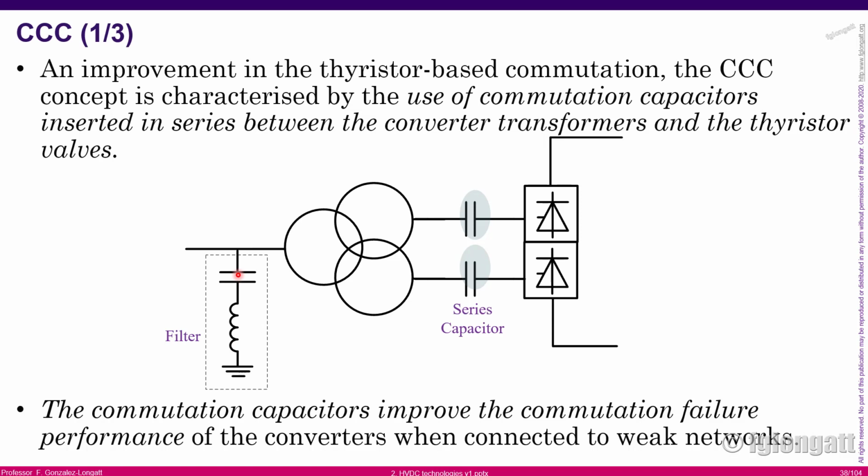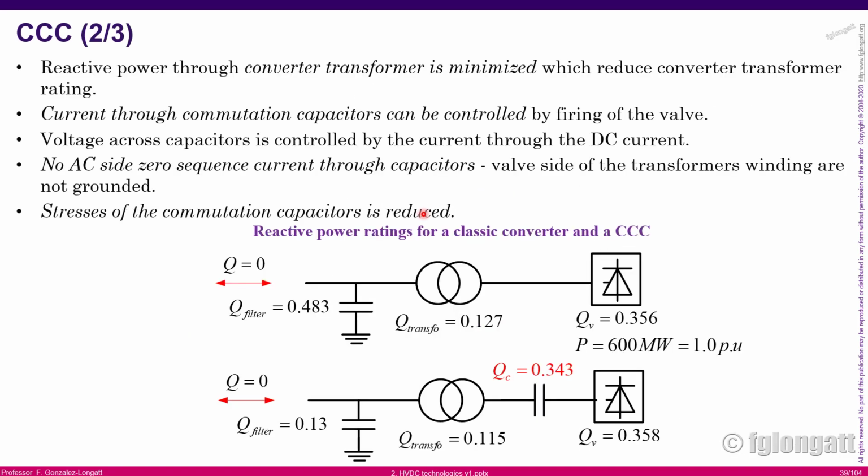What is the evolution regarding the series capacitor commutate converter? Well, somebody was so clever and they thought about installing a capacitor in series with the bridge at this side of the transformer. And what is the consequence of that?